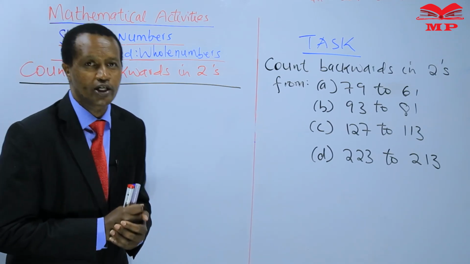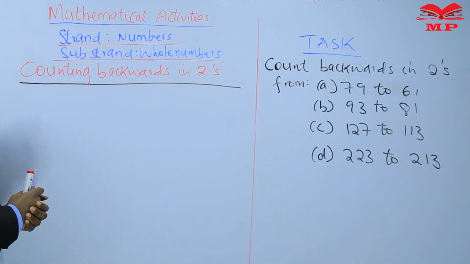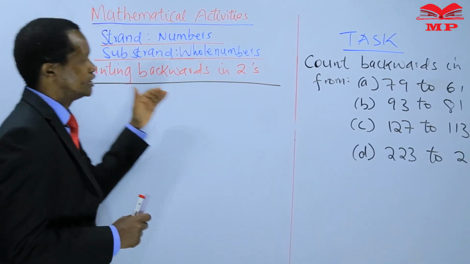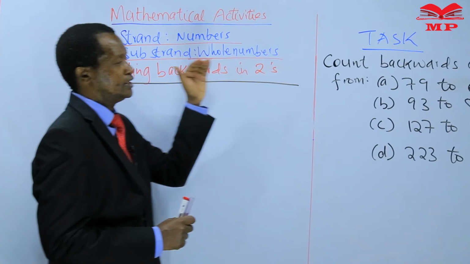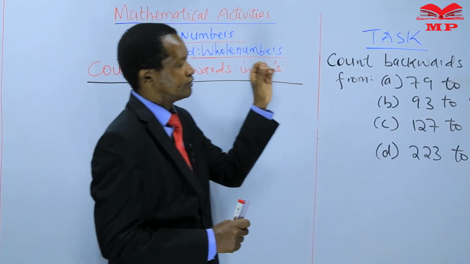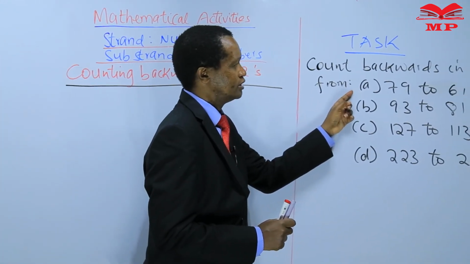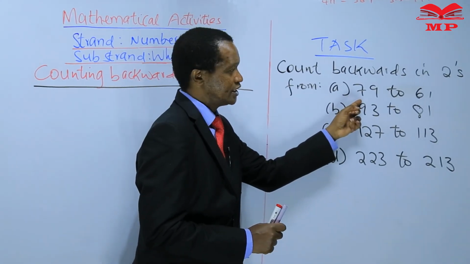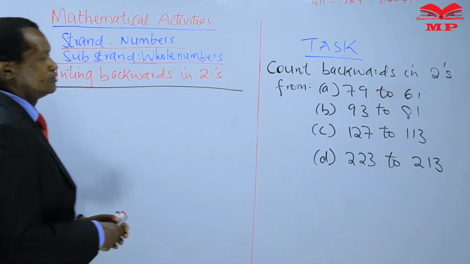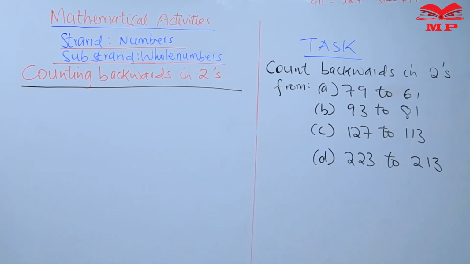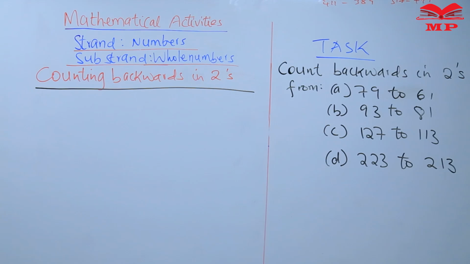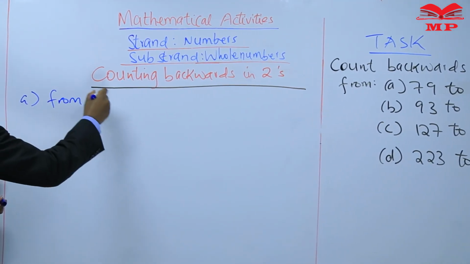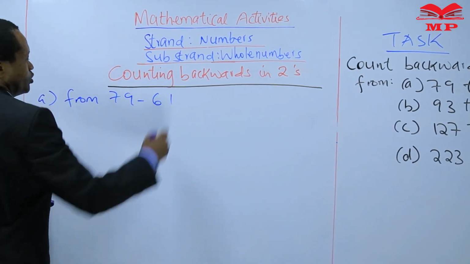So, learners, welcome to our today's lesson. Counting backwards in twos. Starting from the first question, learners, count backwards in twos from A, 79 to 61.